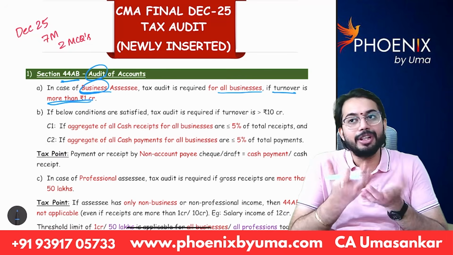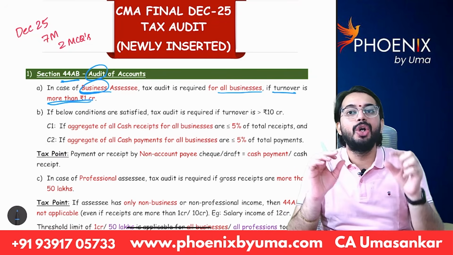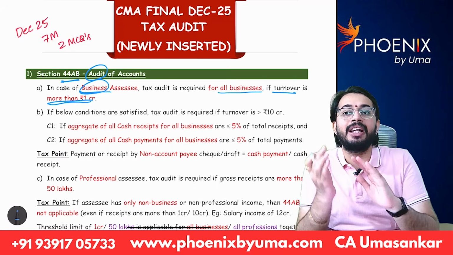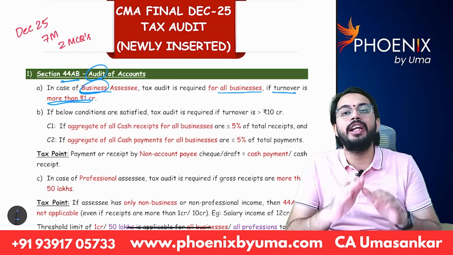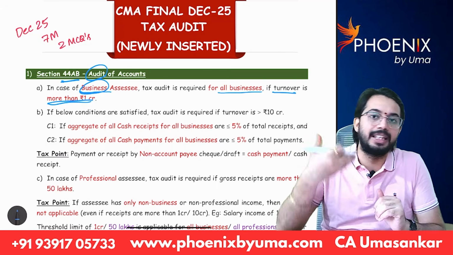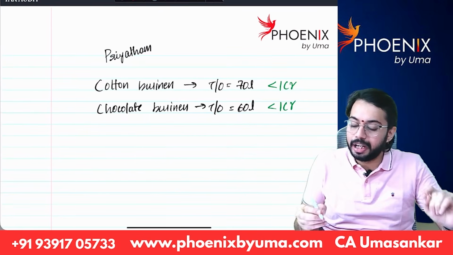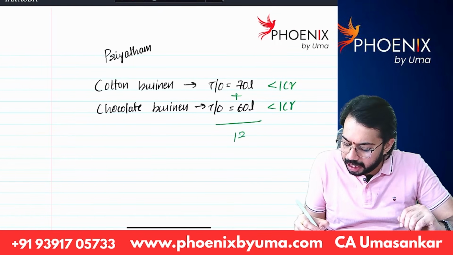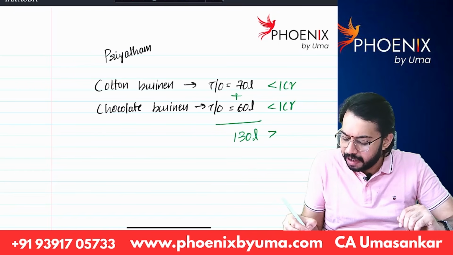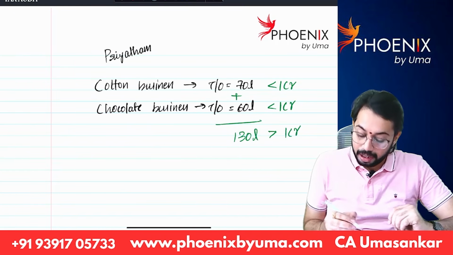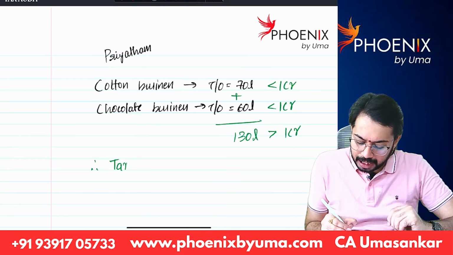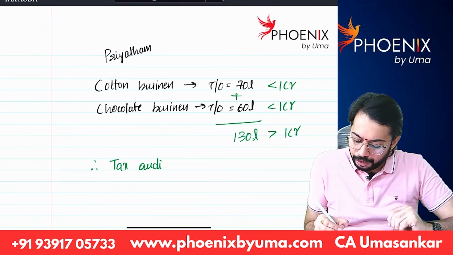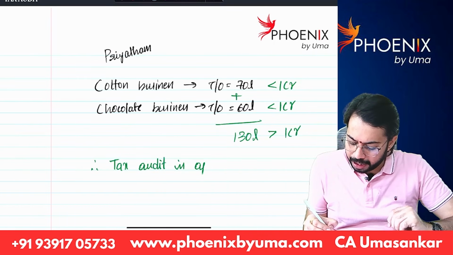Now, the confusion is, sir, do we need to check turnover for each business or do we need to check turnover for all businesses? The answer is, you need to check turnover for all businesses. All businesses together turnover is 130 lakhs, which is more than 1 crore. Therefore, tax audit is applicable under section 44AB.